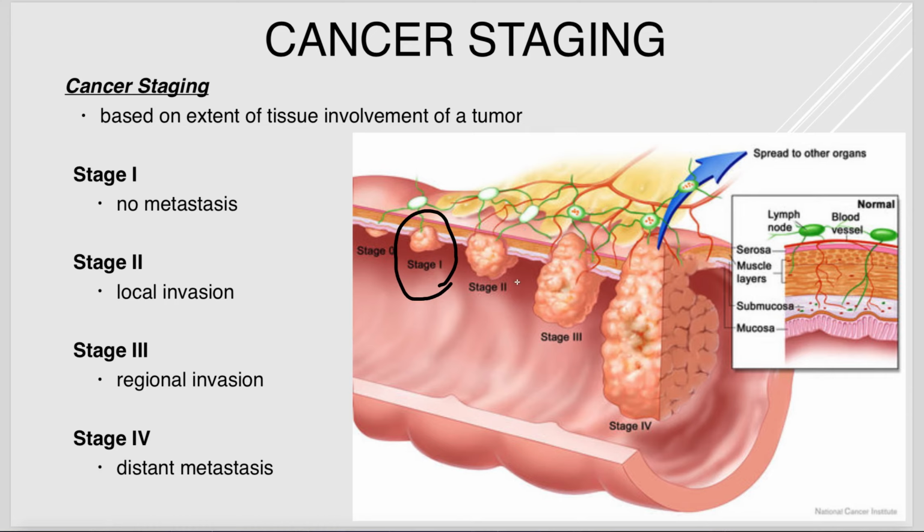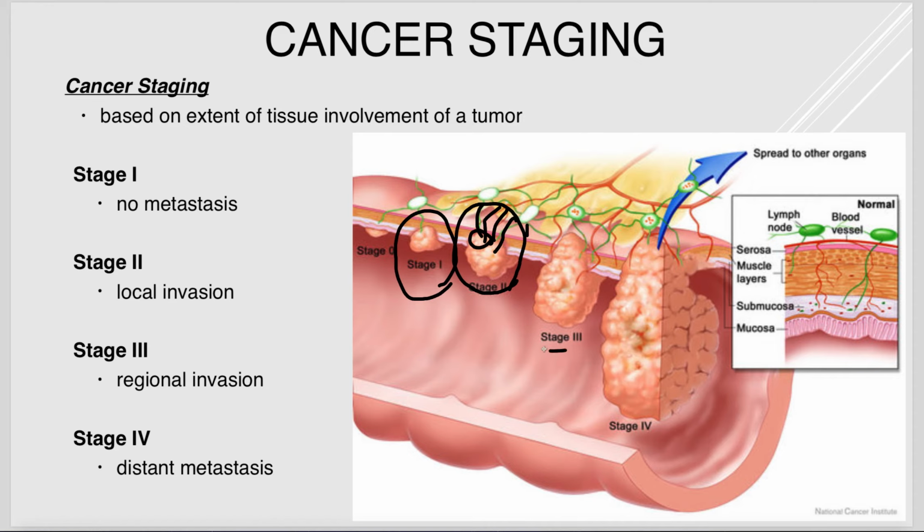Now, stage 2, we start to have more local invasion. So we're starting to get deeper into the bowel wall. We have more of these lymphatics draining the tumor. We have more blood vessels that are supplying the tumor. So this one's a little more significant.